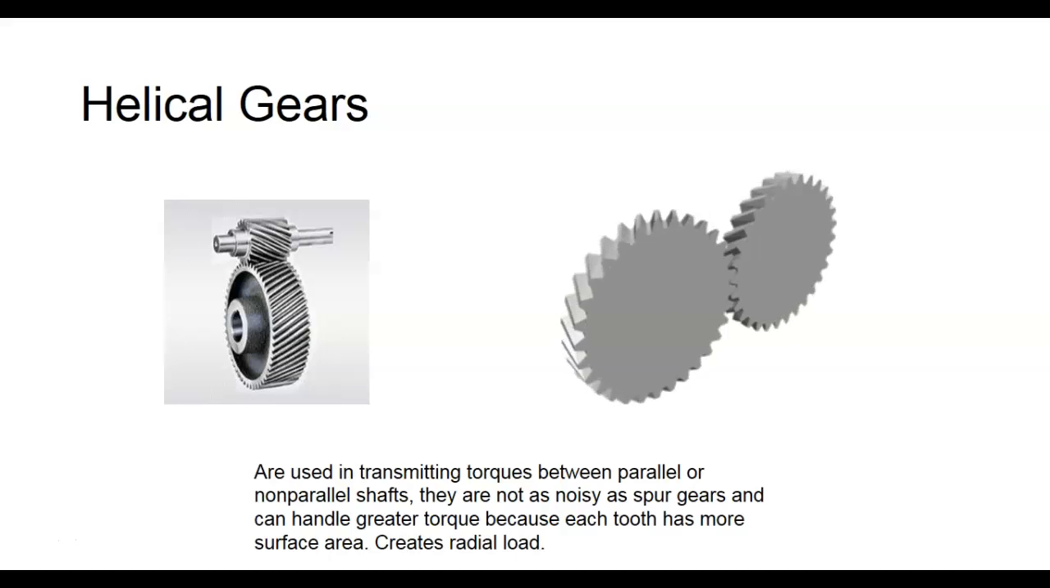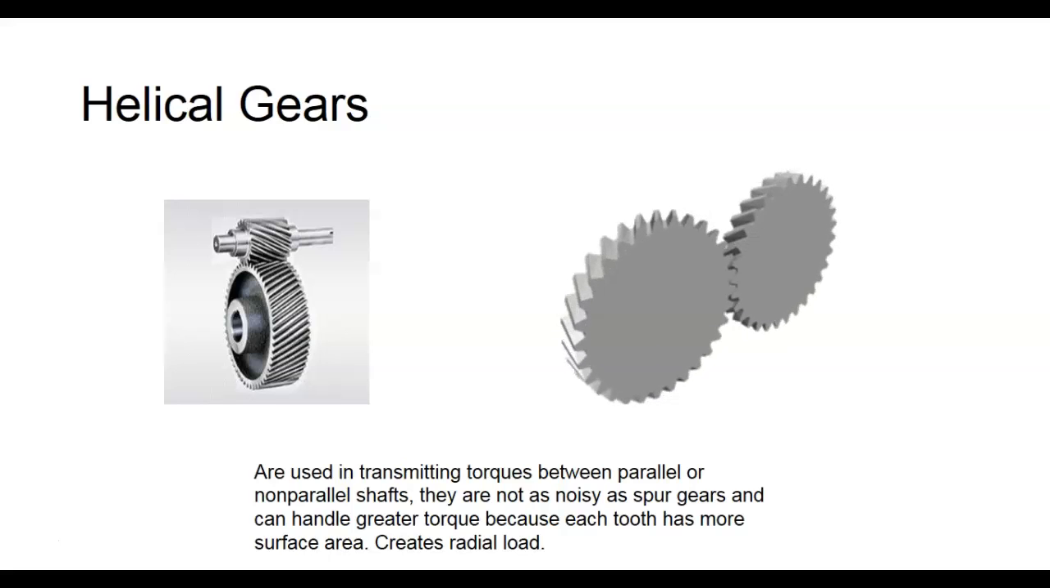Helical gears are used in transmitting torque between parallel and non-parallel shafts. They are not as noisy as spur gears, and they can handle a greater amount of torque because you have more surface area in your teeth. The only problem we have with helical gears is that there's a lot of axial force. These things want to pull themselves apart because of the slant of the gears.